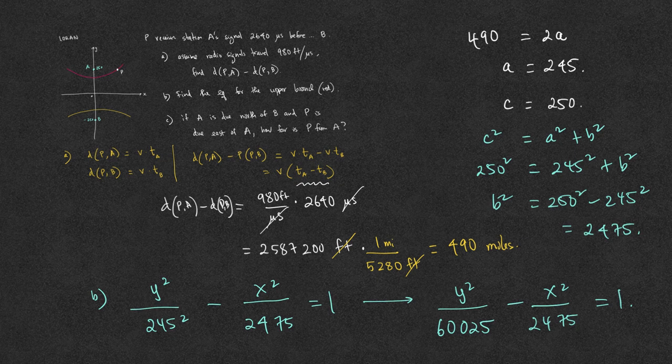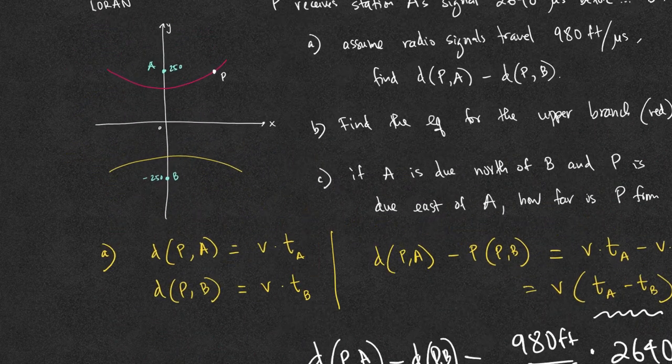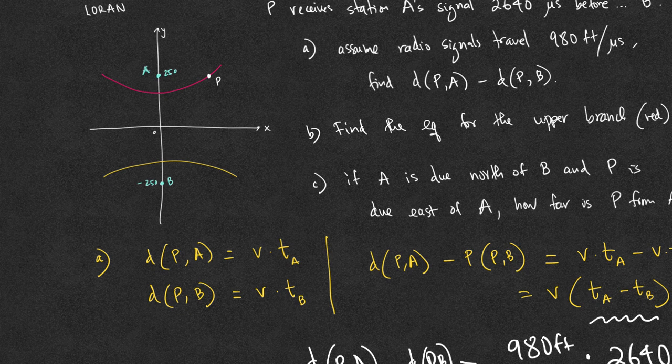If A is due north of B and P is due east of A, how far is P from A? If P is due east from A, then P and A are on the same horizontal line. What this means is that the y-coordinate of the point P is also 250. We don't know what x is. To find x, we simply plug this point into the equation.